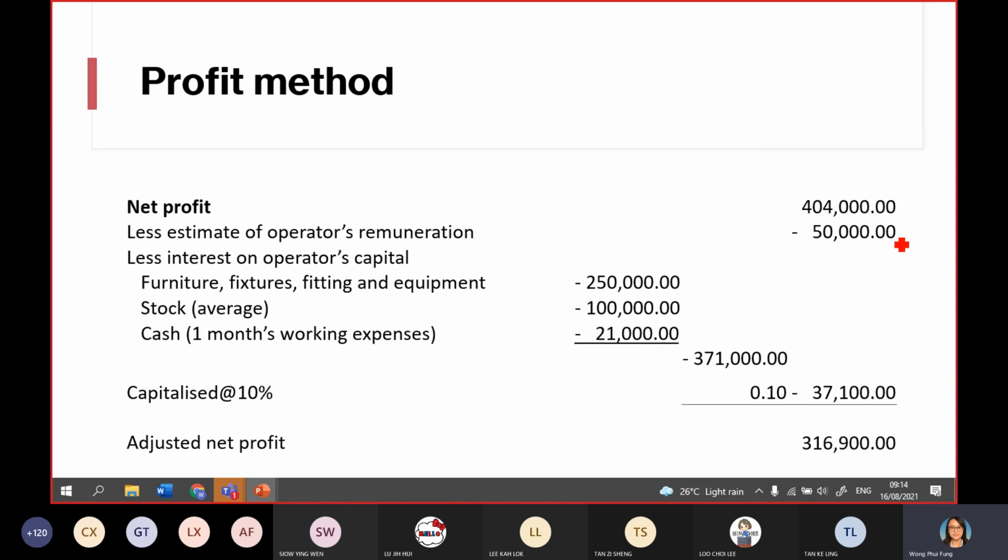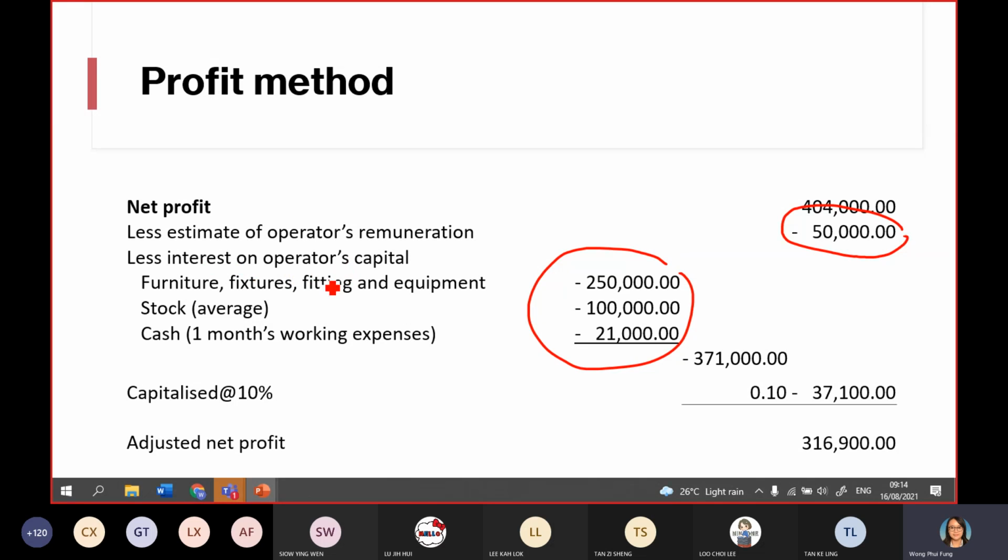Then I think this one is also available in the slide, 50,000. Less estimate of operator remuneration. So you pay the operator salary. So you minus 50,000. Okay, for this part, right? For this part, less interest on operator capital.